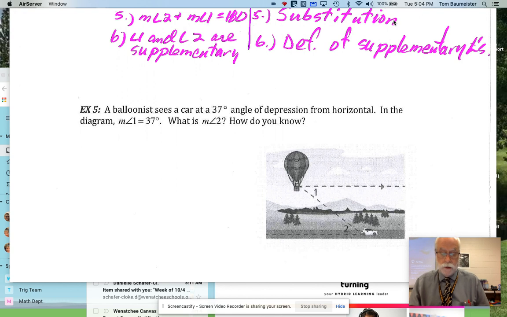All right, and our last example here: a balloonist sees a car at a 37-degree angle of depression from the horizontal. In the diagram, the measure of angle 1 is equal to 37 degrees. What is the measure of angle 2 and how do you know? So the angle of depression, what that means is depression means down.